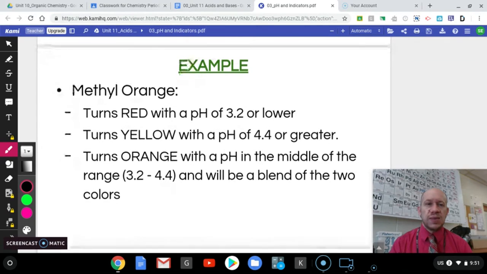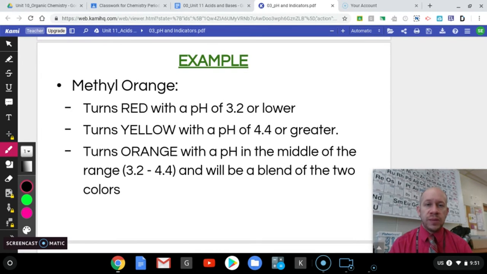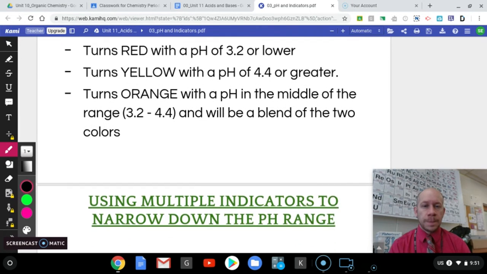So for example, methyl orange turns red with a pH of 3.2 or lower. It turns yellow with a pH of 4.4 or greater, and therefore it will be orange if it has a pH in the middle of the range, so between 3.2 and 4.4. So that's a blend of red and yellow.